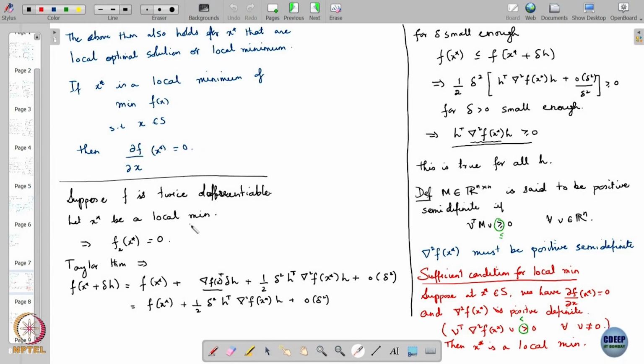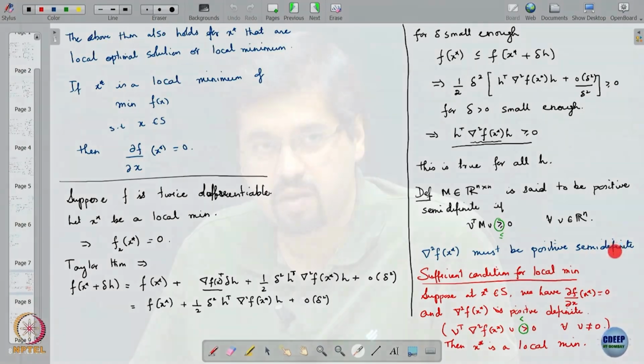Now, we also got a stronger necessary condition, which said that the Hessian of f at x star must be positive semi-definite. The condition is written here in blue. So, if x star is a local solution, then the Hessian of f evaluated at x star must be positive semi-definite. This is also a necessary condition. So, if x star is a local minimum, then the Hessian must be positive semi-definite.